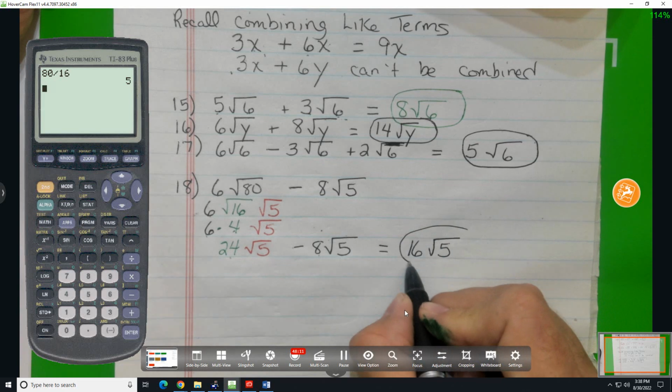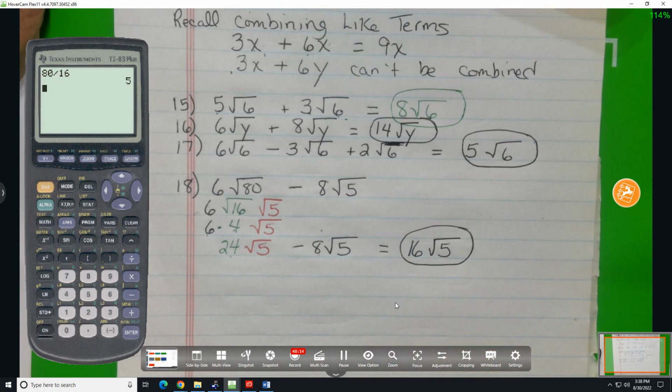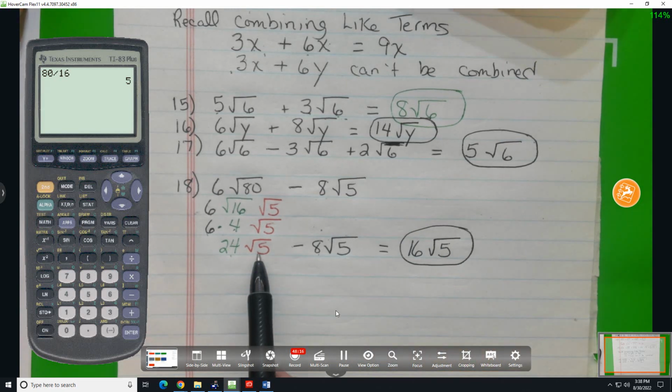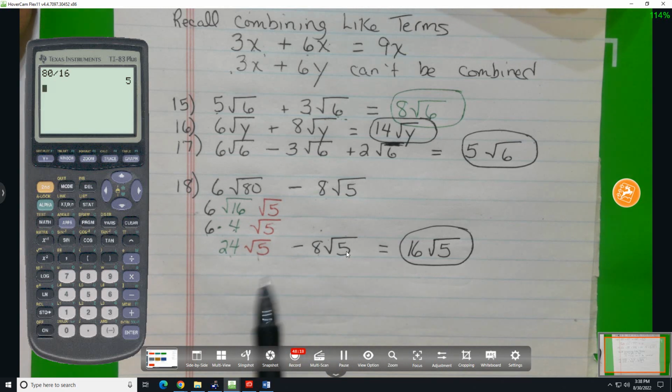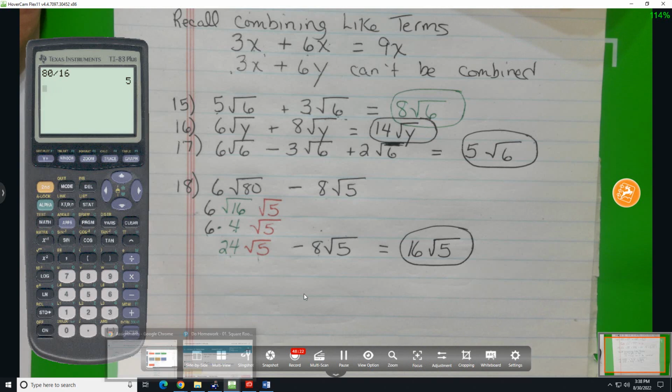What are some wrong answers probably? Maybe a square root of 0. Do you think some people might subtract the 5s? That would be wrong. The answer is 16 square root of 5. Before I punch it in, any questions?